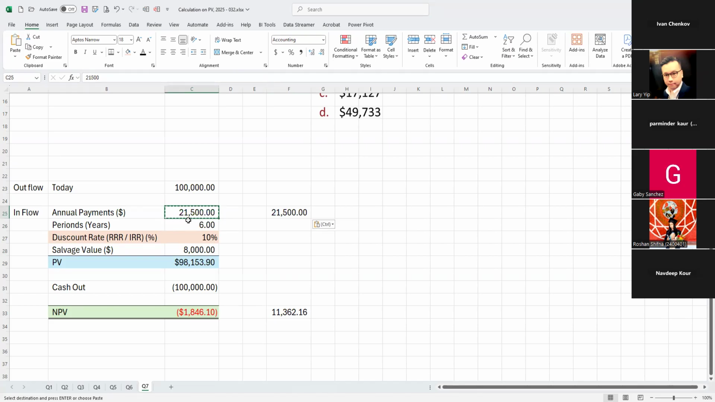If I want to stay at 11, I have to increase my annual payment. If my annual payment is 24,600, that's too much. 24,550, too much. 24,520. Oh, there we go. I'm getting 24,525.